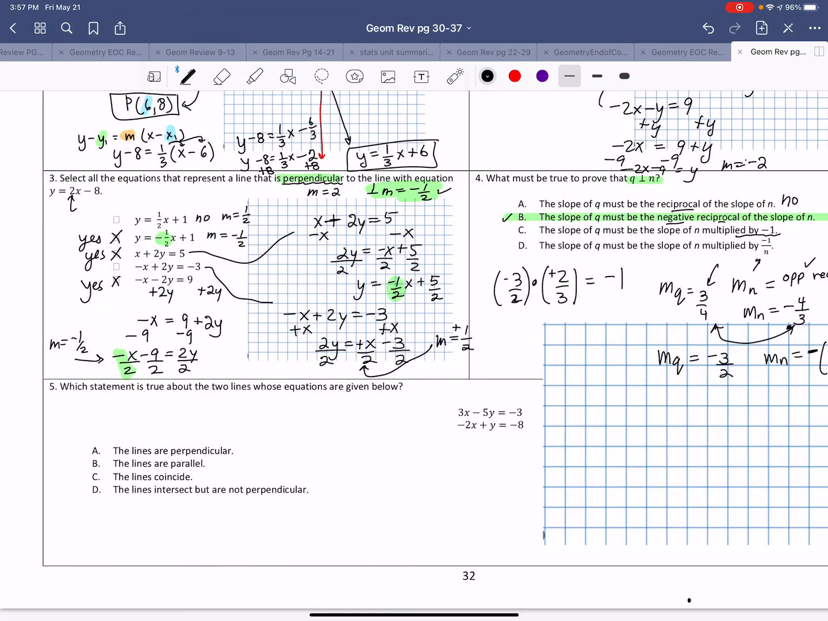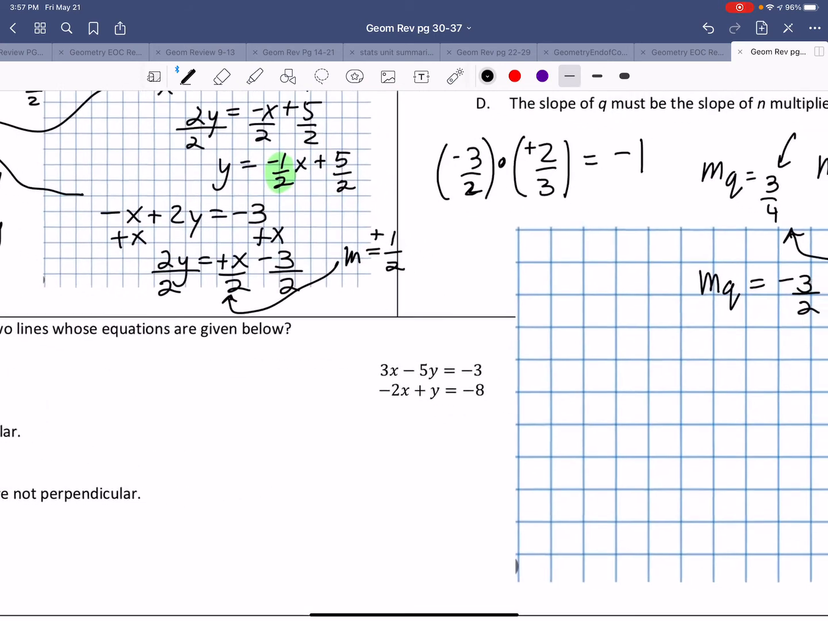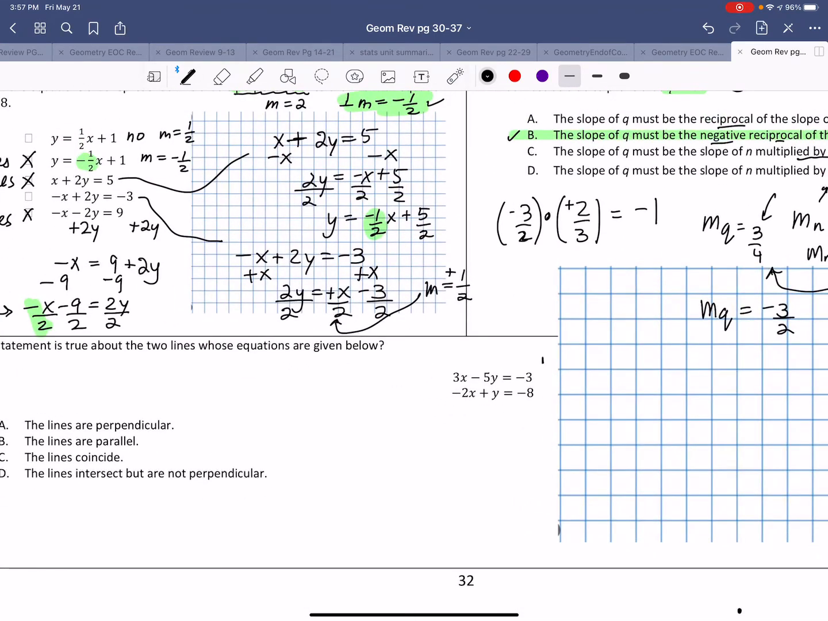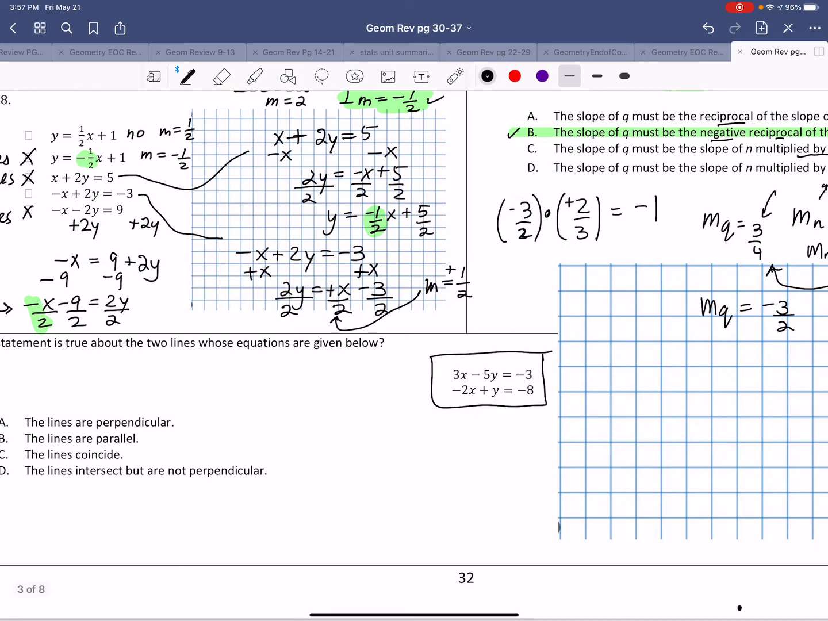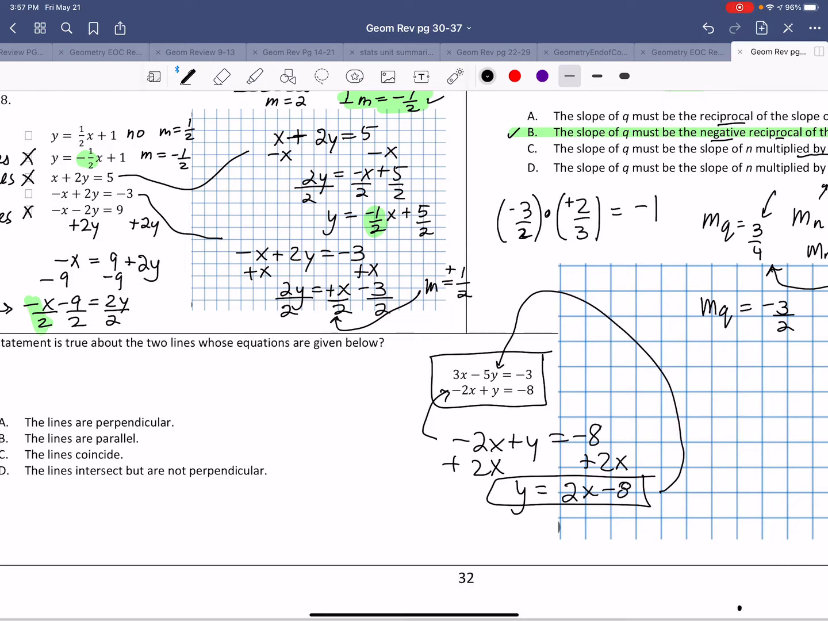It says, which statement is true about the two lines and their equations? Okay, so I could graph these on Desmos, but you can't use that on a test. So you're going to have to use some algebra here. I could play with this part, right? Because it's almost by itself on one side. If I add 2x on both sides, I know what y is. And now I can plug that in.